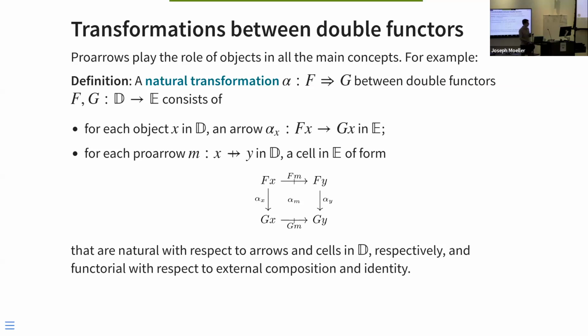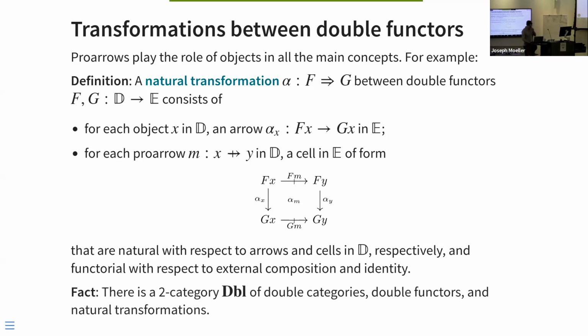So I want to give a first example of this so you get a sense of what I mean if you haven't seen this sort of thing before. A natural transformation between two double functors, so two structure-preserving maps between double categories, this would sometimes be called a vertical natural transformation, consists of basically a natural transformation between the categories of objects and the categories of morphisms in a compatible way, right? So for every object in D, we have an arrow, and for every pro arrow in D, we have a cell in the codomain double category. And these are both natural, so they're natural with respect to composition of arrows and cells. So what we're seeing here is that the pro arrows are indexing the components of a natural transformation in this definition. So they're playing the role of objects in this definition.